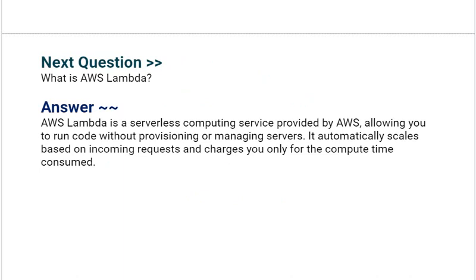Our interview question based on Certified Developer Associate is: what is AWS Lambda? Your answer should be AWS Lambda is a serverless computing service provided by AWS, allowing you to run code without provisioning or managing servers. It automatically scales based on incoming requests and charges you only for the compute time consumed.